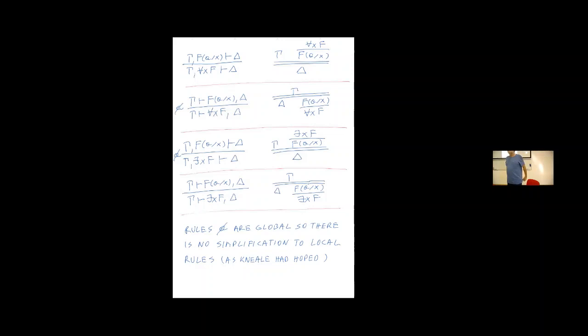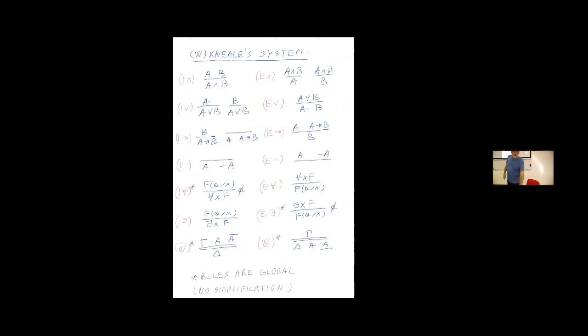He was missing contraction. Yes, I'm just going to say this. So this is a Nielsen system, as you see. All these rules which don't have a star are local, but we have global rules for universal quantification and for existential in these two cases. And of course, he didn't realize that he also needed these rules, as Marta said, contraction.